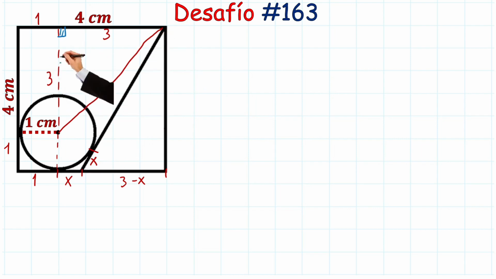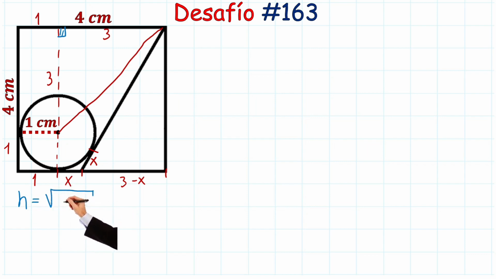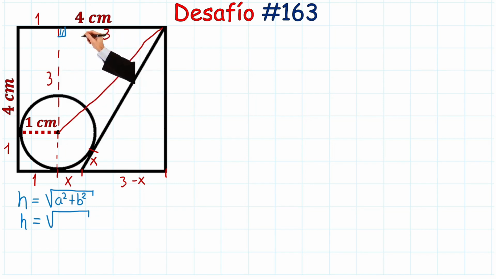Since we have both legs, this leg here measures 3 and this side here also measures 3. So look, the hypotenuse, which we're going to put here, will be equal to the square root, using Pythagoras, because it's a right triangle, of a squared plus b squared. So the hypotenuse will be equal to the square root of 3 squared plus 3 squared, since both sides measure 3. Then the hypotenuse is the square root of 9 plus 9, so the square root of 18, fantastic.